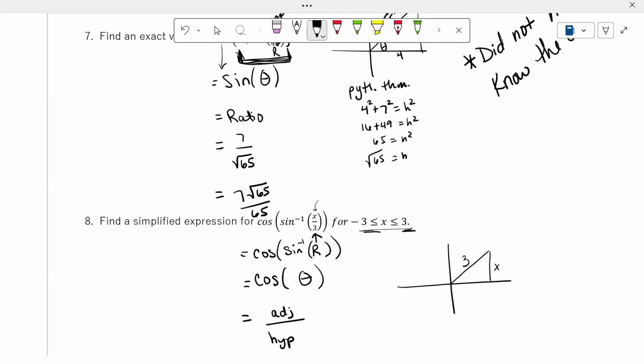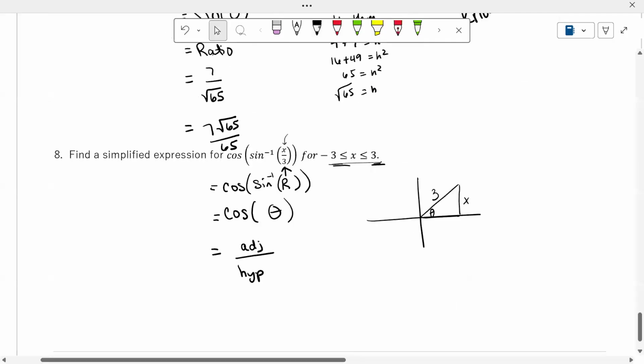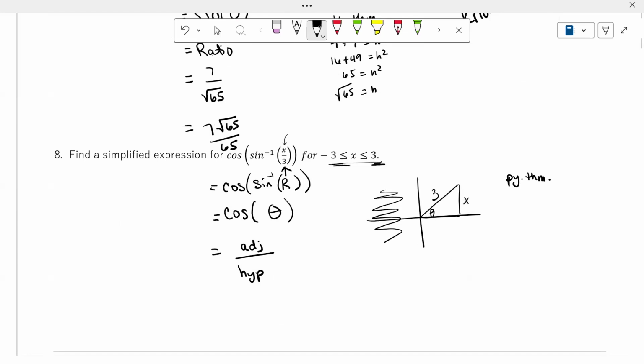I don't know if x is positive or negative. Either way, when I calculate the adjacent leg, right, here's the theta. When I calculate the adjacent leg, it's going to be a positive x value, so it's okay with whichever quadrant you draw it in, as long as it's 1 or 4, okay? I'm going to do Pythagorean theorem here. I don't know this side. I'll call it A. A squared plus x squared equals 9. A squared is 9 minus x squared. I know A is going to be positive. So this adjacent leg is the square root of 9 minus x squared.